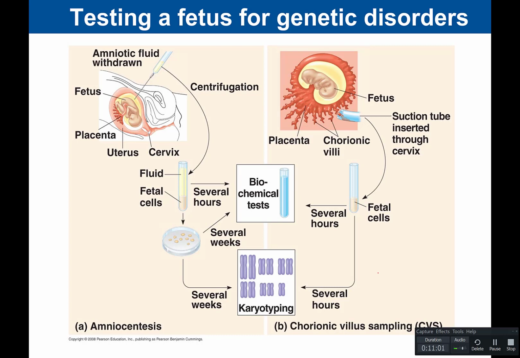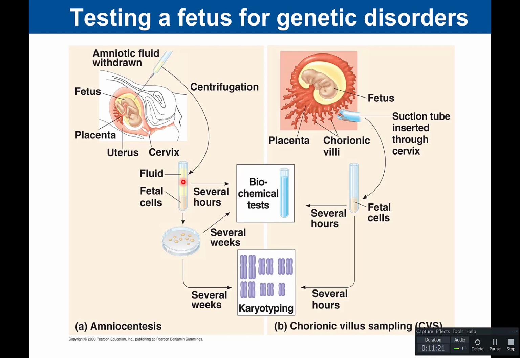Amniocentesis is where they put a large needle into the uterus and they draw out some of the amniotic fluid. Now, the amniotic fluid is going to contain cells from the fetus. And so the amniotic fluid is going to be drawn out. It's going to contain fetal cells.